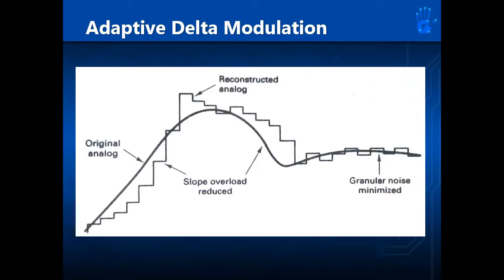And then for the granular noise to be minimized, when the adaptive delta modulation detects a continuous string of alternating ones and zeros, it means that there is a high probability that granular noise is occurring, and so it lessens the step size so as to minimize the granular noise.